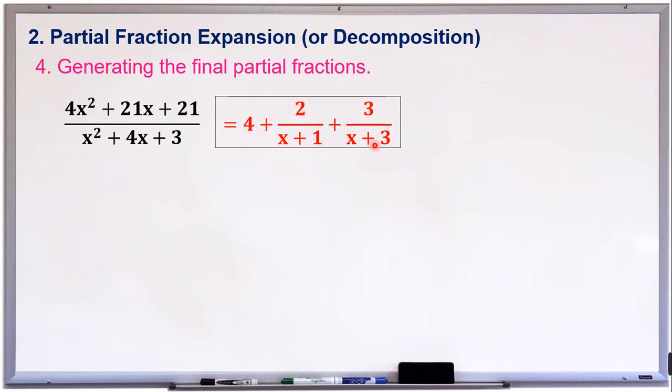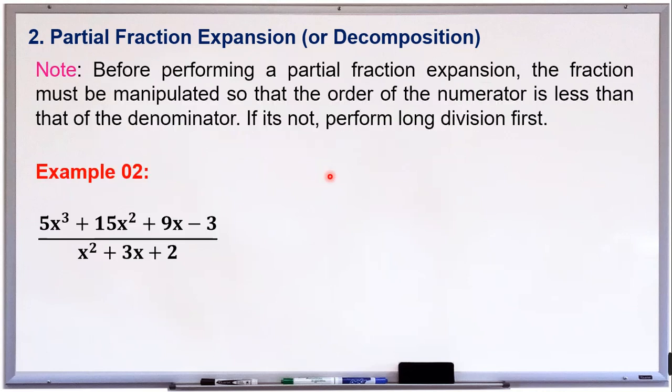Now let's try another example. So we have here 5x cubed plus 15x squared plus 9x minus 3 all over x squared plus 3x plus 2. Again, the first step in performing partial fraction decomposition is to determine whether the degree of the expression in the numerator is already lesser than the degree of the expression in the denominator.